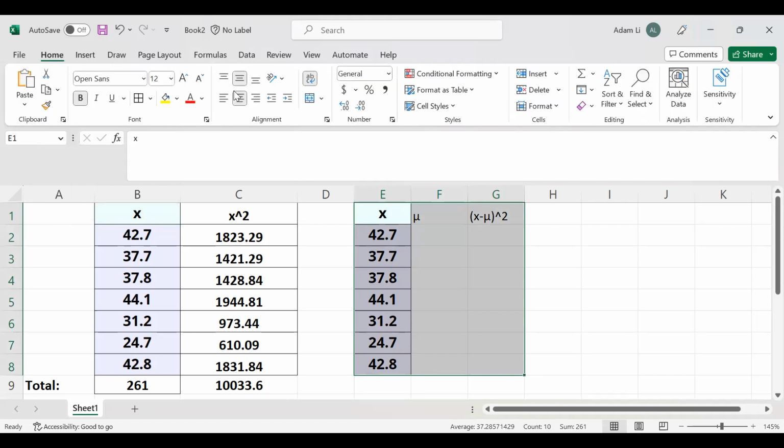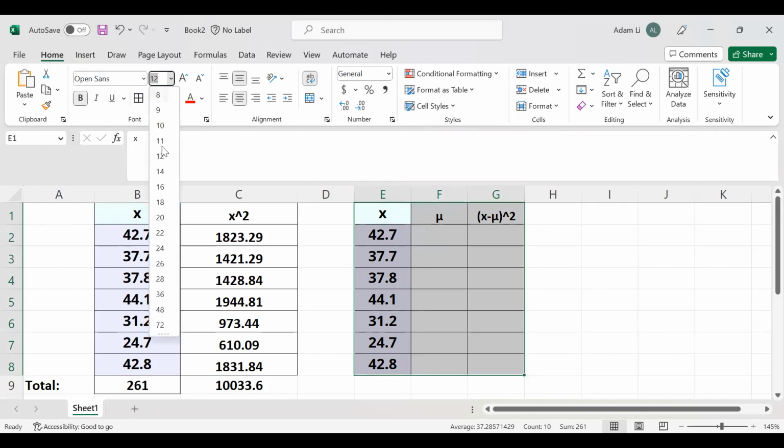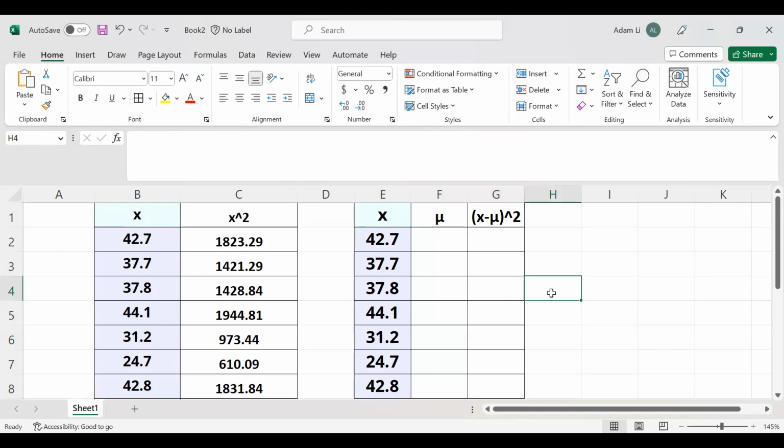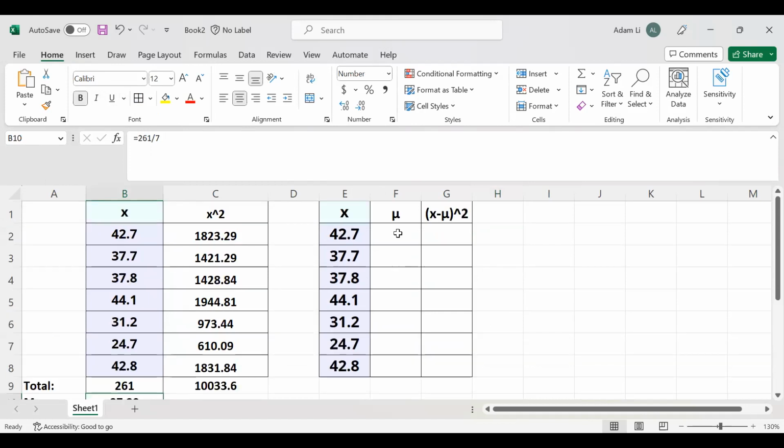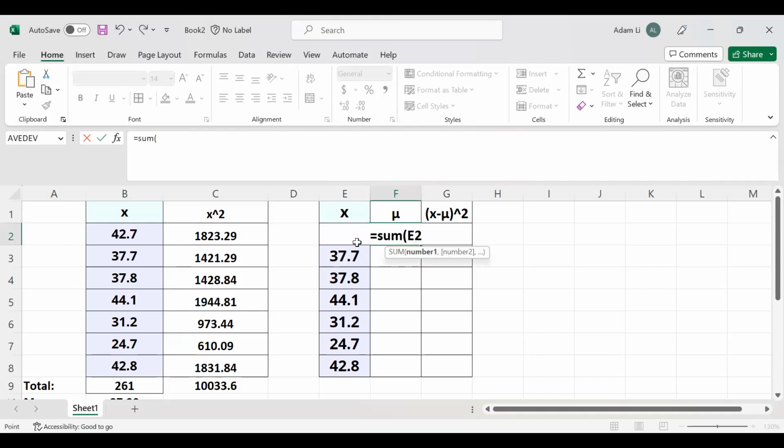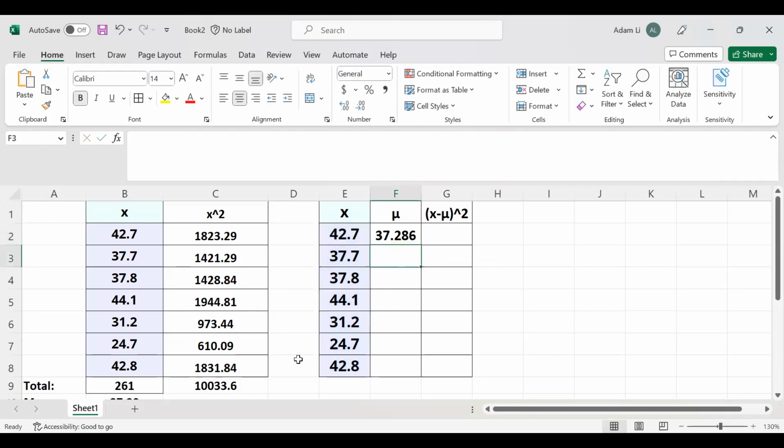Go back to the page. Center everything. And then let's bring all of this. Now we need the mean. Let's get that. So we already found the mean, right? The mean is this. So we're just going to do mean equal to the total of this divided by 7. So you can do the sum of all these numbers divided by 7. Look at that, 37 point something like that.